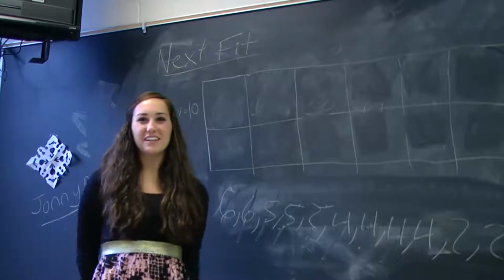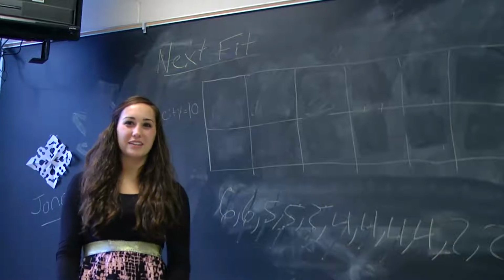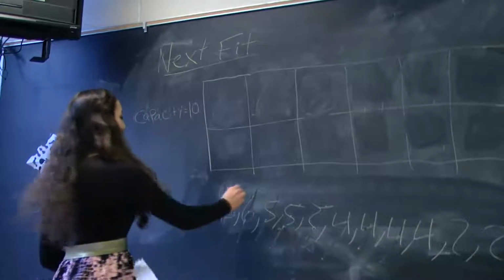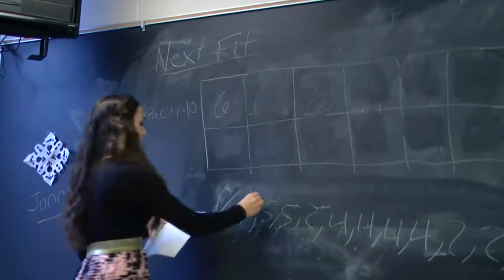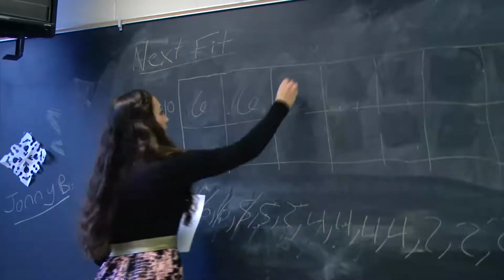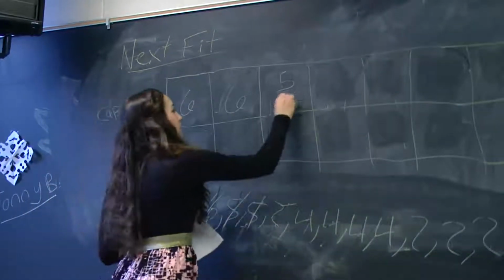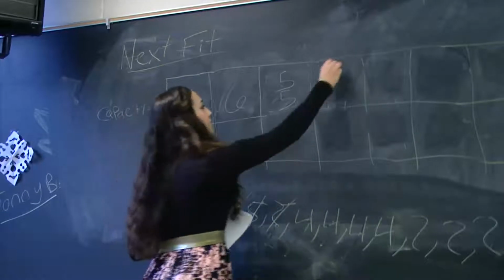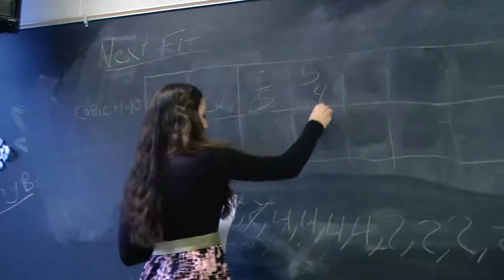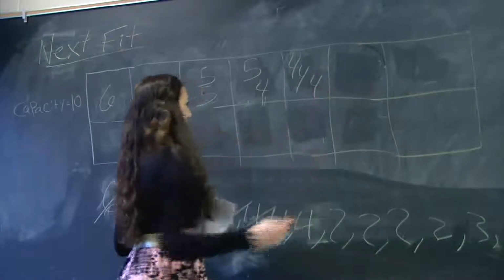Next one we're going to do is next fit. And for this one you have to fill in every bin, and if it doesn't fit you have to go to the next one, but you can't go back to the previous bins. So for the first one we put the 6. And same with the next one because it can't fit into that one. And 5. And because we have a capacity of 10, we can put the other 5 in. And then 5 again. And next one's a 4, so that can go into this one. And then you just keep going until you fill them up. You just have to remember you can't go back.